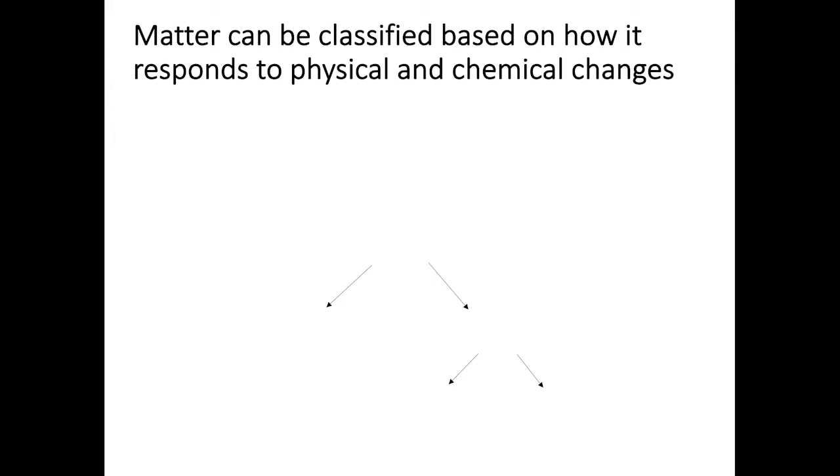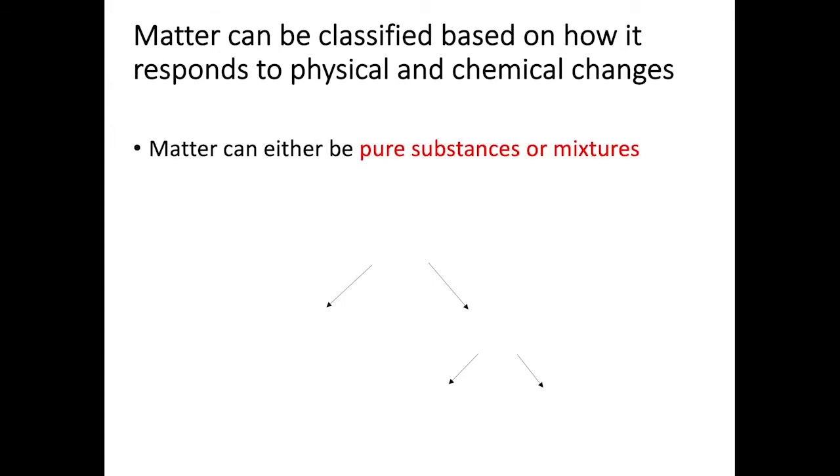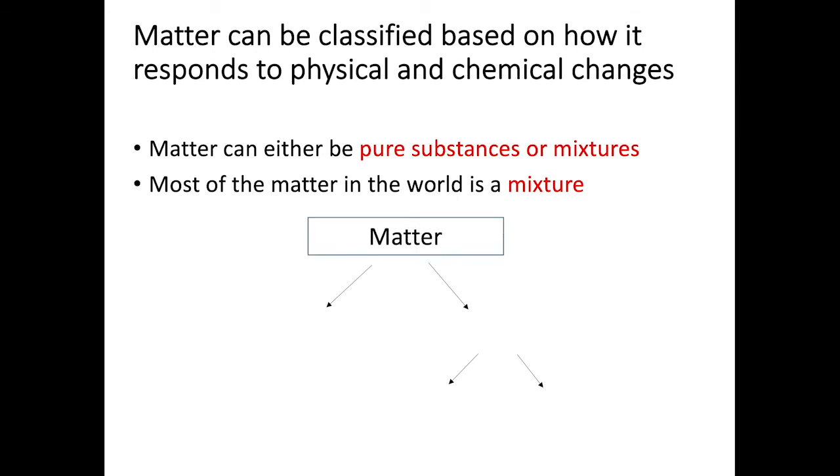So matter can be classified based on how it responds to physical and chemical changes. So matter is either a pure substance or a mixture. So most of the matter in the world is a mixture. So a mixture is going to be a combination of different elements. A good example of a mixture could be like a salad. So in a salad, I have my lettuce, I have my tomatoes, maybe I have some cheese, maybe some croutons. That's a mixture. So I've got lots of different elements, different things that have been combined.